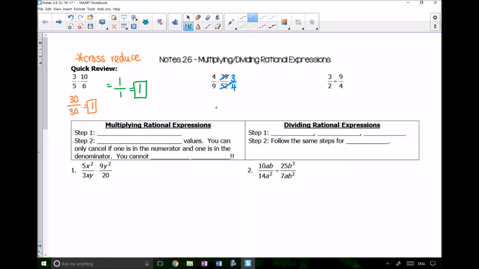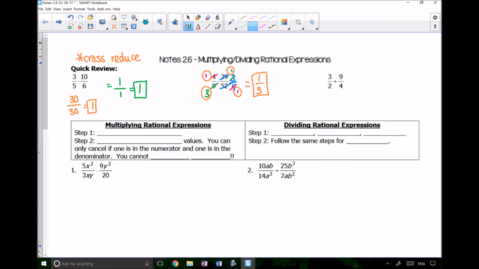Now that I've done that, I can also see I've got a 4 here and a 4 here. Both 4s are divisible by 4, so this 4 becomes a 1 and this 4 also becomes a 1. I also have a 9 and a 3, which means they're both divisible by 3. So 9 divided by 3 is 3, and 3 divided by 3 is 1. Now, looking at my new numerators and denominators, I don't have anything left in common, so I'm just going to multiply across. 1 times 1 is 1, and 3 times 1 is 3, so I get 1/3.